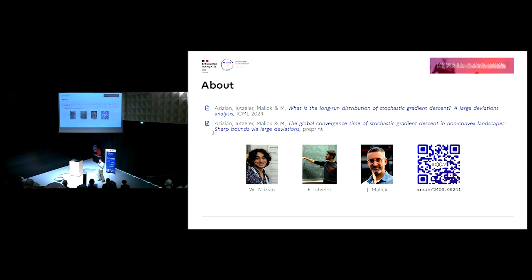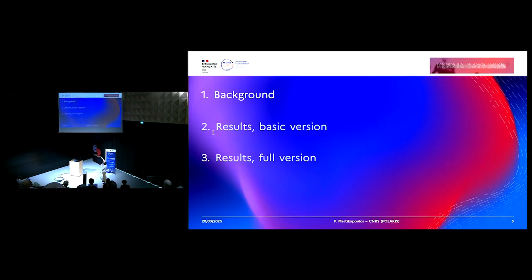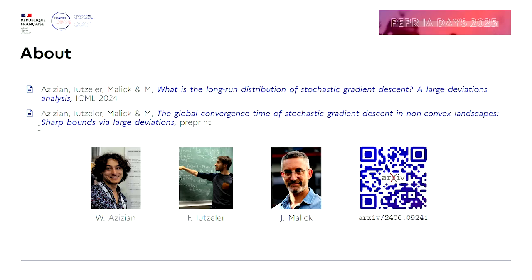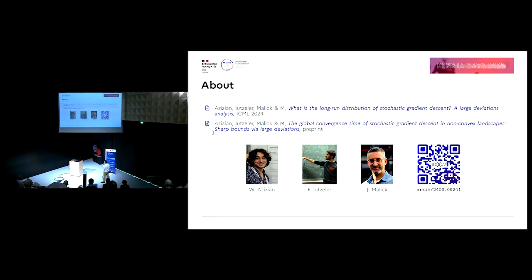The most common method is SGD, stochastic gradient descent. I want to talk about some recent results that we have about, first of all, the long-run distribution of the iterates of gradient descent: where it converges, where it spends most of its time, which points are most likely to arise, and so on.